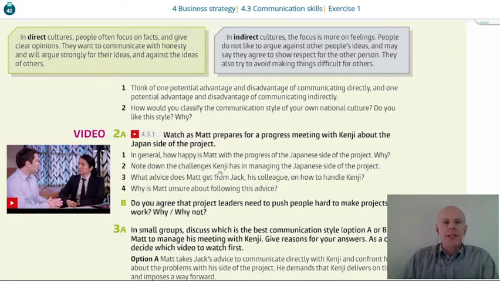Note down the challenges Kenji has in managing the Japanese side of the project. And what advice does Matt get from Jack, his colleague, on how to handle Kenji? Well, he has a problem, so he goes to Jack, his colleague, to ask for advice on how to deal with Kenji to have the situation solved.